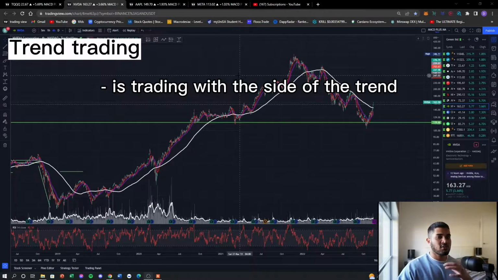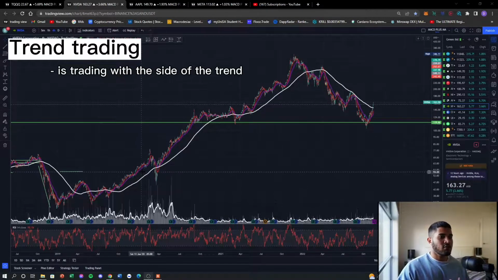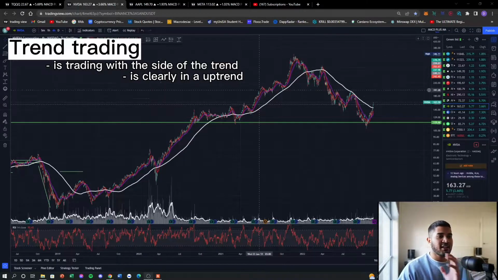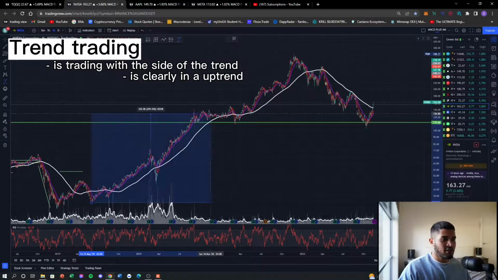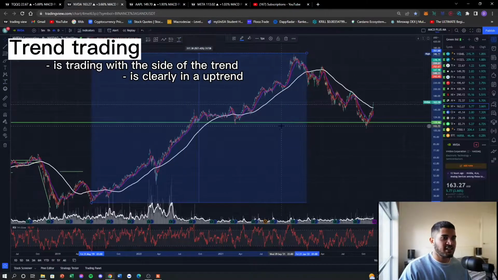So let's just go to a very quick example. We'll look at Nvidia. We'll look from this point of time to here. We can see that it is in an uptrend, so higher highs, higher lows, higher highs, higher lows, higher highs, higher lows, higher highs, higher lows. So it is clearly in an uptrend within this range. Let me just draw that for you. Within this range, it is in an uptrend.